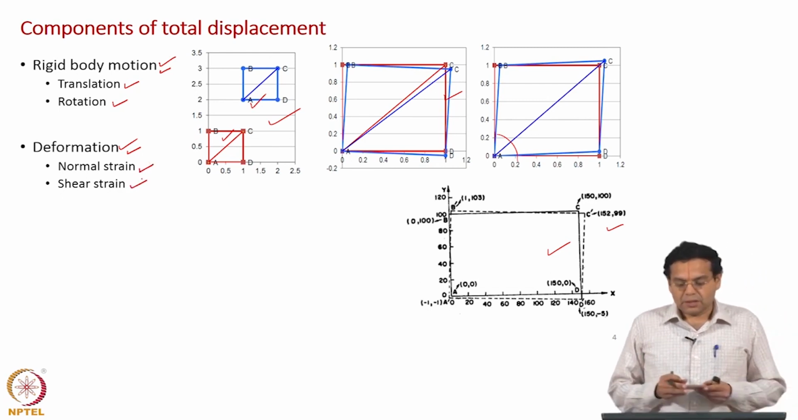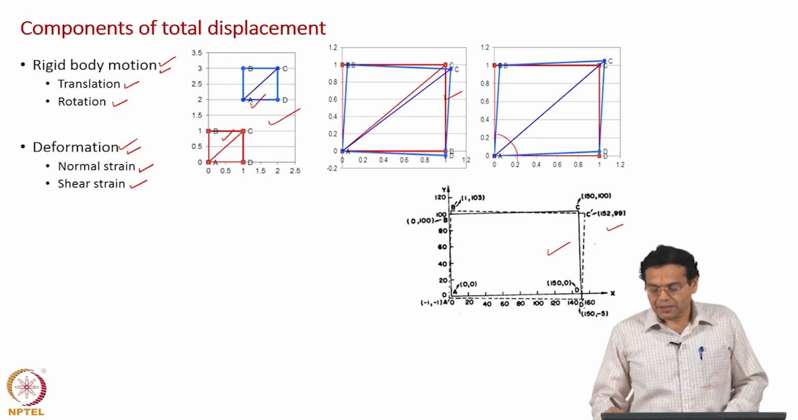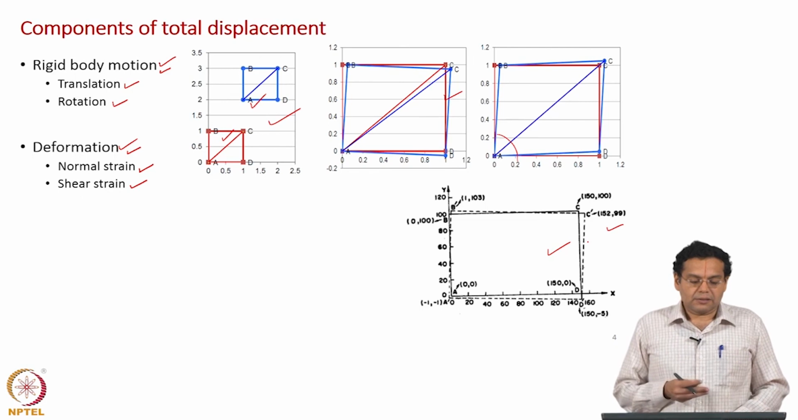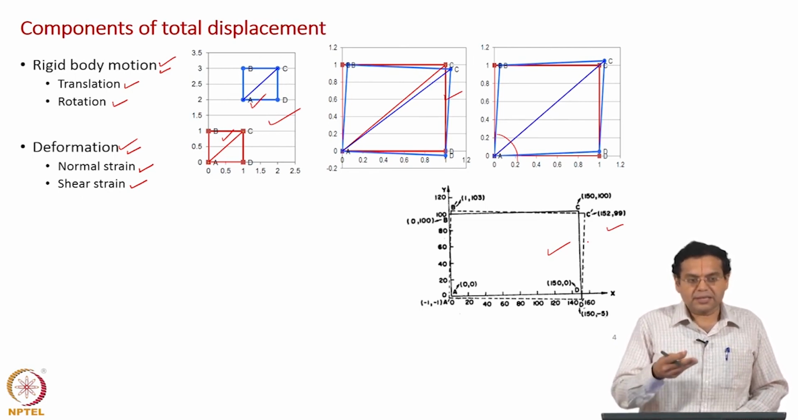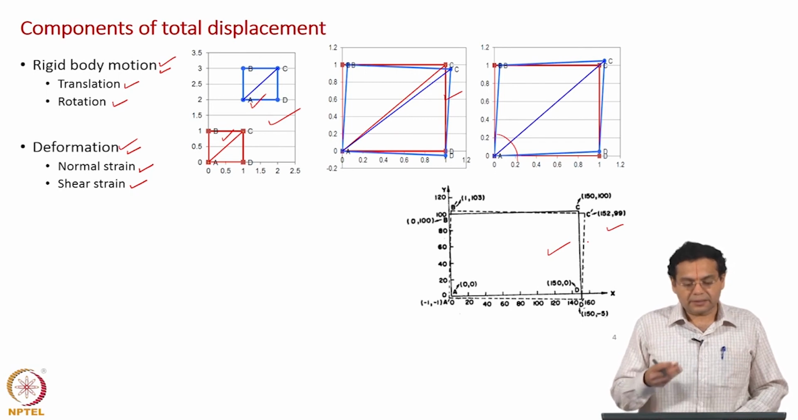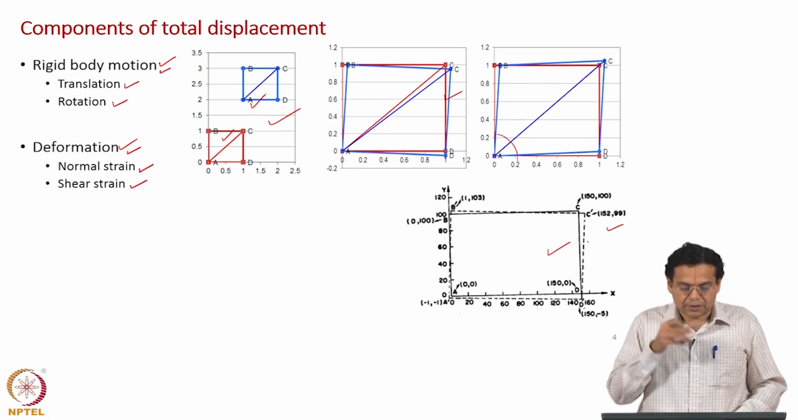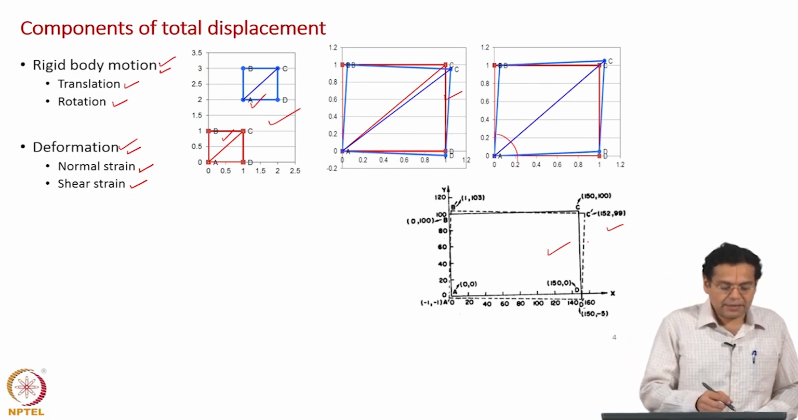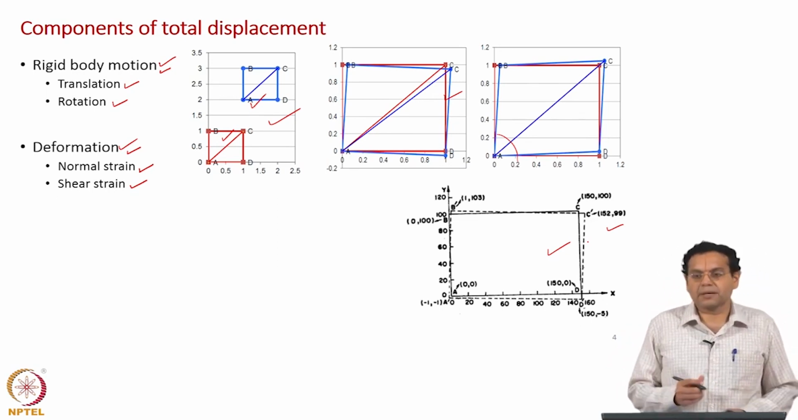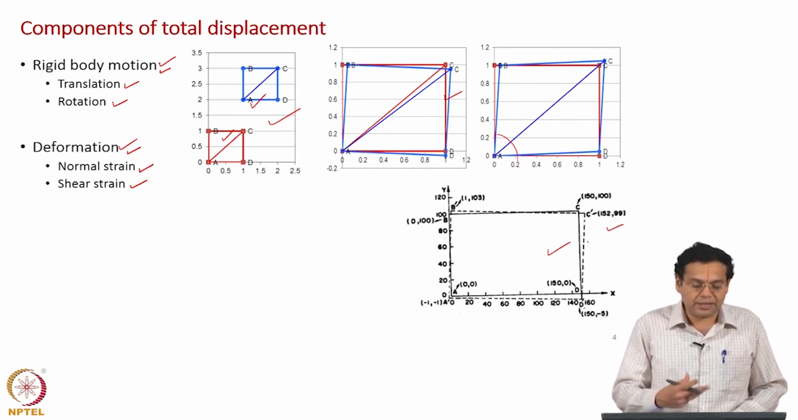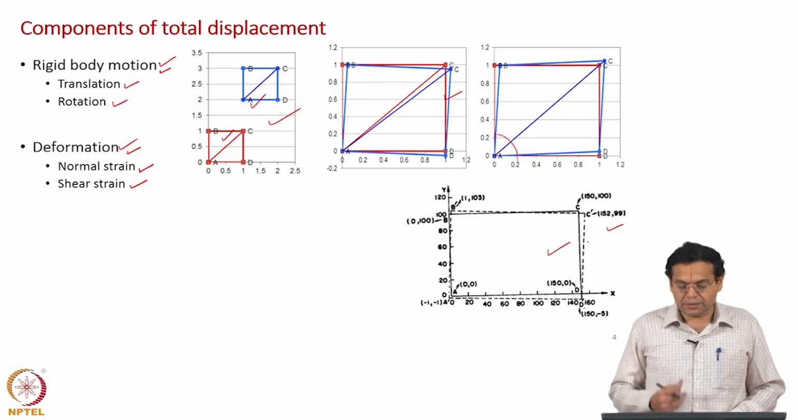What we are going to see is, if we have a displacement, how do you factor that into that due to translation, that due to rotation, and that due to normal strain and that due to shear strain. We are going to separate the deformation part from the rigid body motion part. As I told you, the motivation we will see towards the end of the lecture. Why do we really do this will be discussed later.